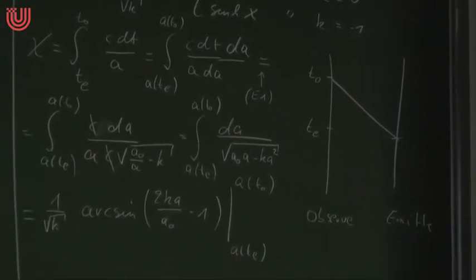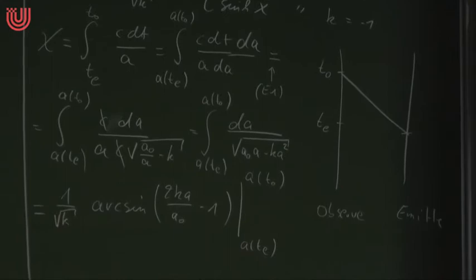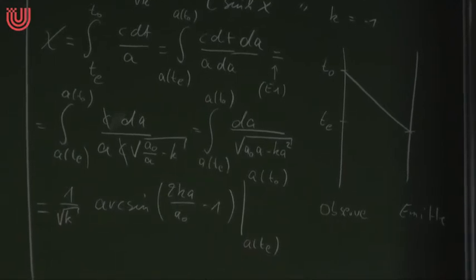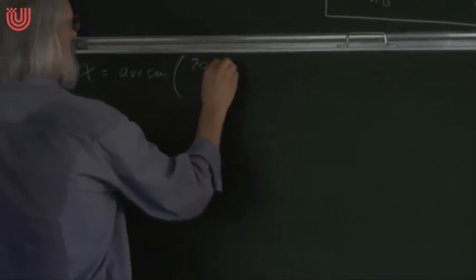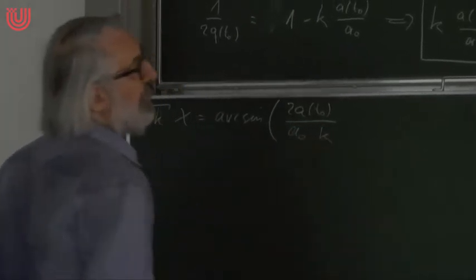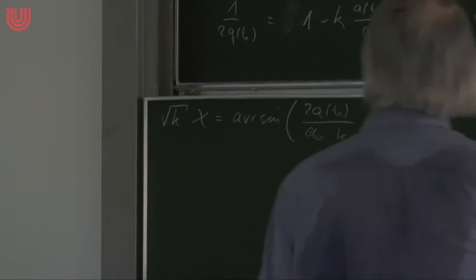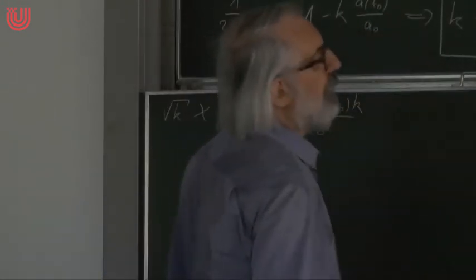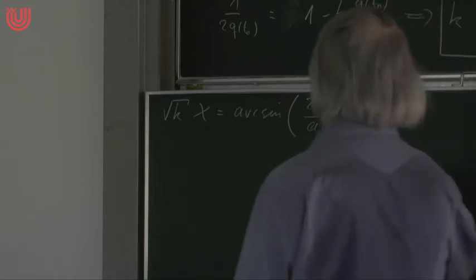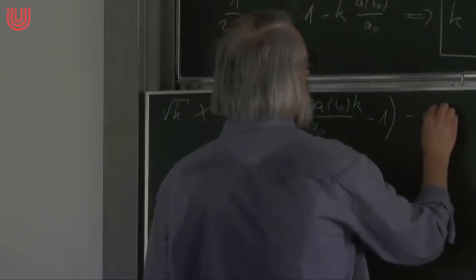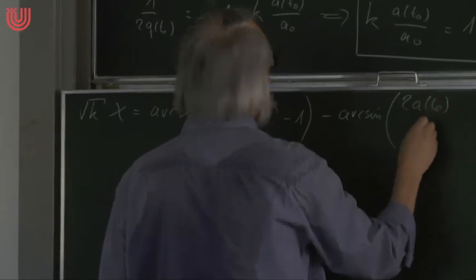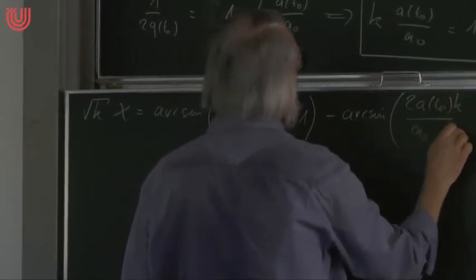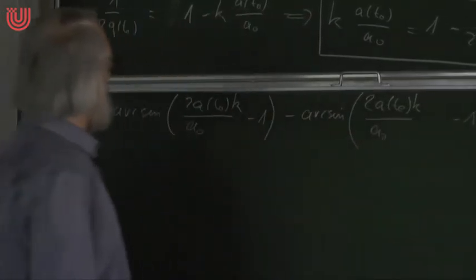So what we are calculating is chi. Let me multiply the root of k to the other side. And then I get the arc sine of 2a of t_o over a naught. No, the k is upstairs, sorry. K is here. Minus 1. Minus the same thing with t_o replaced by t_e, 2a of t_e divided by a naught k. I leave a gap here. Minus 1. Well, t_o is constant.